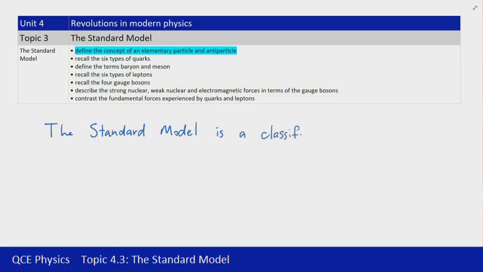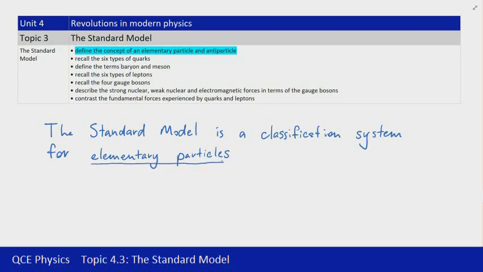And you can think of it as being a classification system. So trying to break down what particles are into subcategories, and it's a classification system for elementary particles. Now that term elementary particles is one that we need to have a good definition of, and so the definition from the syllabus in the glossary is that it's a particle whose substructure is unknown. And I don't think that's a nice clear definition. Another way to think of it, it's a particle that we think can't be broken down into anything smaller.